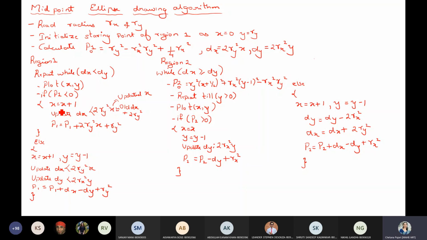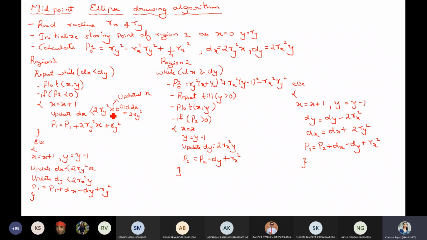So x is equal to x plus 1, so you are going to update your dx because x value is incremented, hence you are going to update dx. How we are going to update dx? In order to update dx, you have to calculate a new value of 2 into ry square into x. So what is the x value here? The updated x value is this one. We have done x equal to x plus 1. So initially it was 0. Now it will become 0 plus 1, which means 1, right? So the new value will be 2 into ry square into 1. So that will be the updated value of dx.